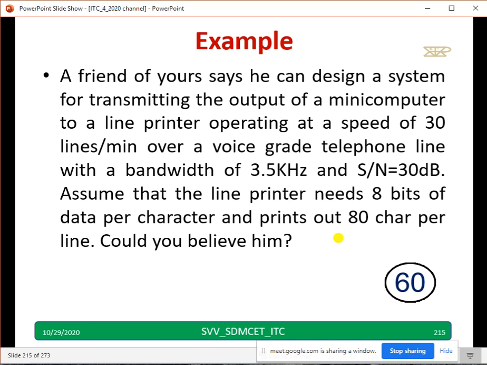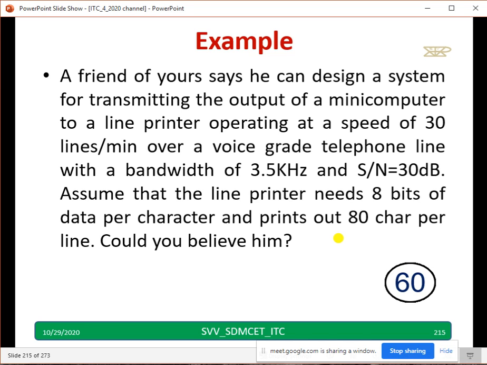Just copy down this another example. A friend of yours says he can design a system for transmitting the output of a mini computer to a line printer operating at a speed of 30 lines per minute over a voice grade telephone line.